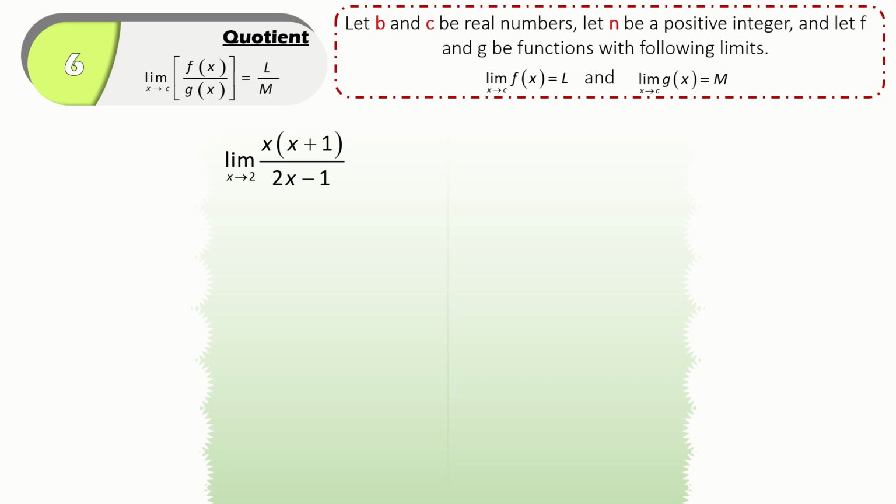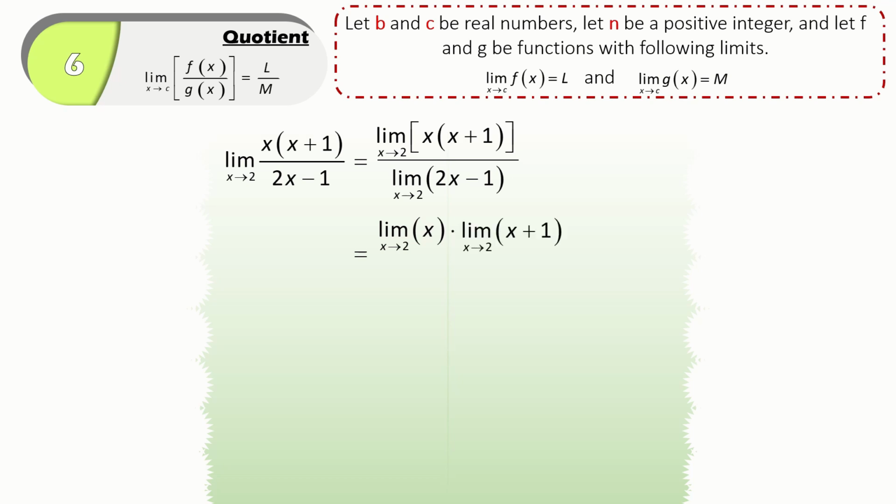Let's solve it. Apply the quotient property. And we have the limit of the product of x and the sum of x and 1 as x approaches 2, and the limit of the difference of 2x and 1 as x approaches 2. Apply the product property to the numerator. The product of the limit of x as x approaches 2 and the limit of the sum of x and 1 as x approaches 2.